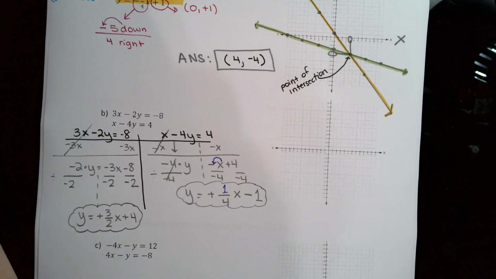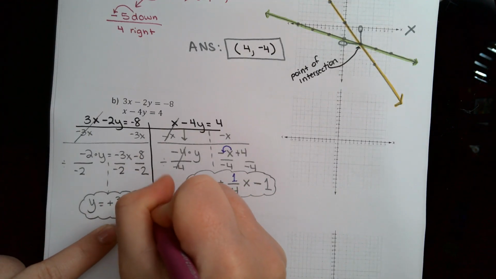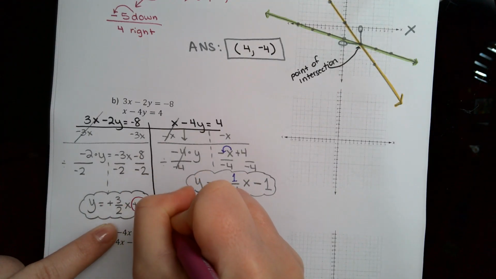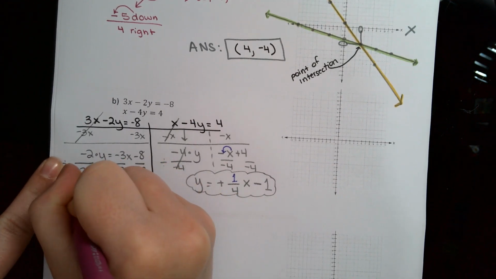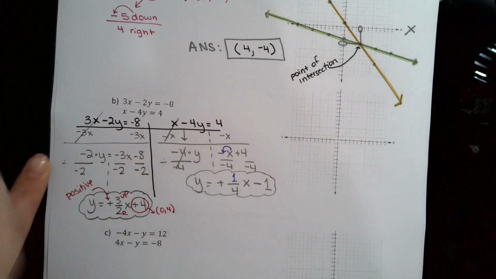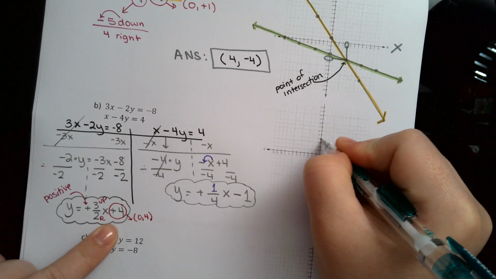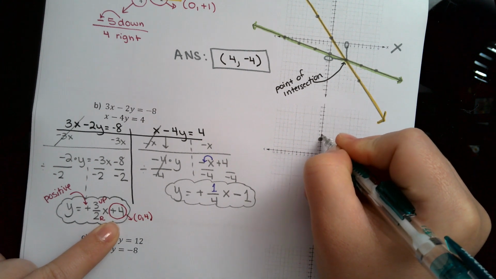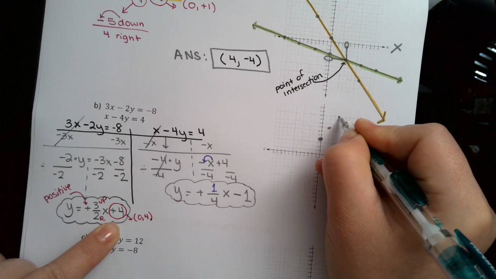Alrighty, so let's go ahead and identify our starts and our slopes. So for this one, we have a start at 0, 4, and we have a positive slope. That means we're going to be going up 3 and to the right 2. I'm going to switch pencil so I don't make mistakes. Here's our start at 4. 1, 2, 3, 1, 2. 1, 2, 3, 1, 2.